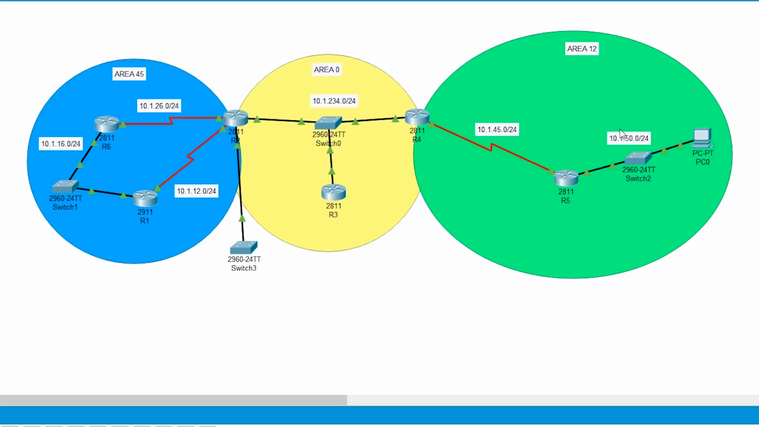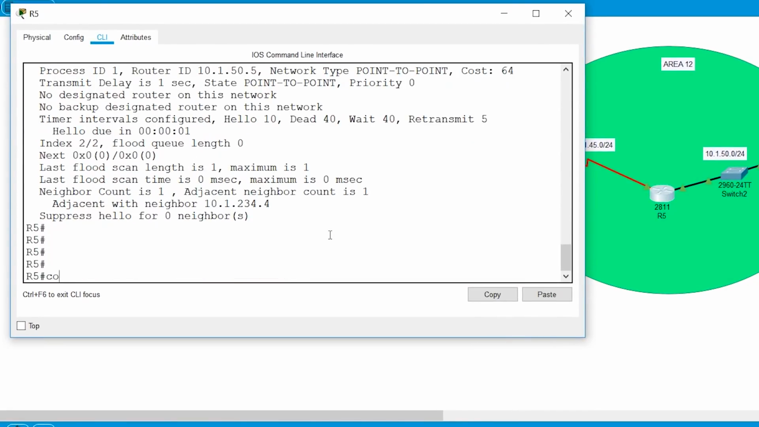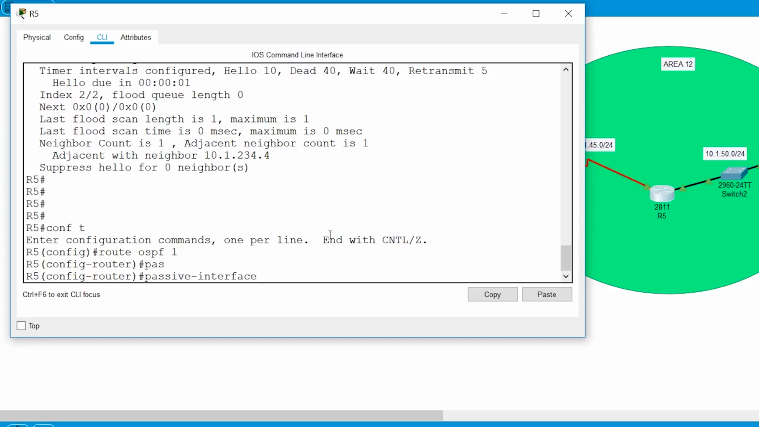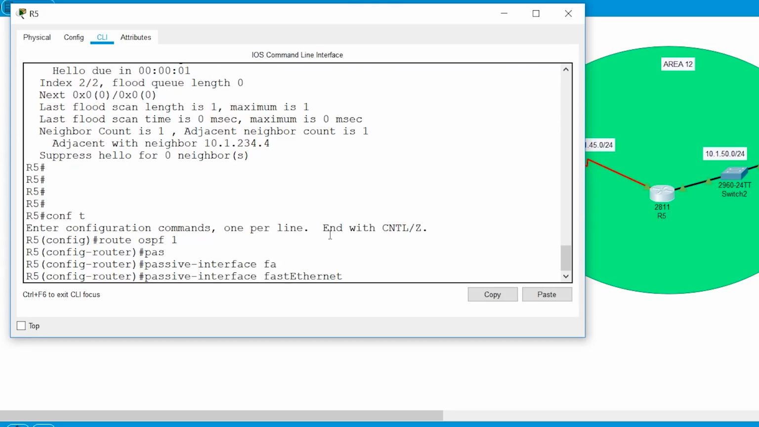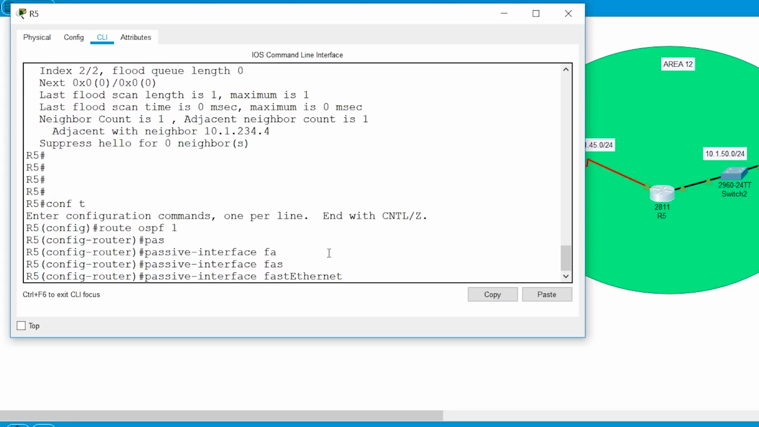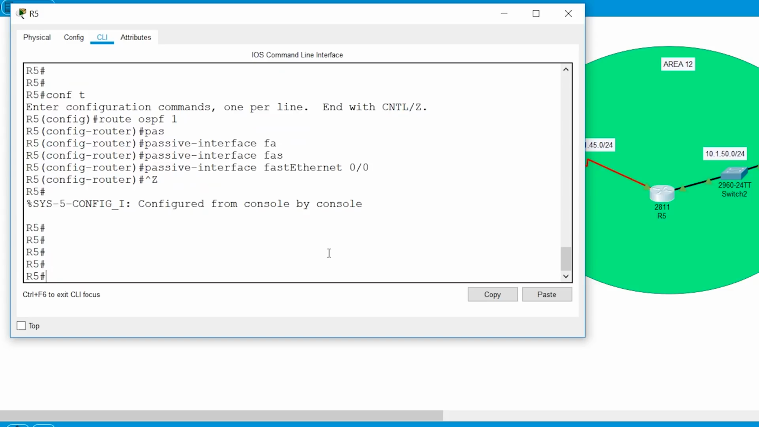It's called a passive interface. A passive interface is an interface that is part of OSPF, but it will not form neighborship on that interface. So all you have to do is go here, configure terminal, router OSPF 1, passive interface FastEthernet 0/0. Now, how do we know?